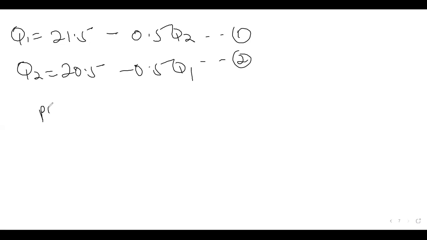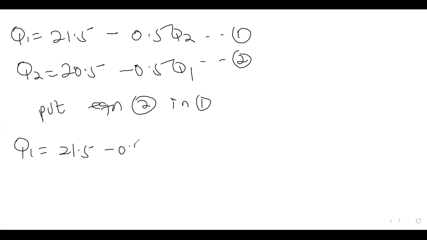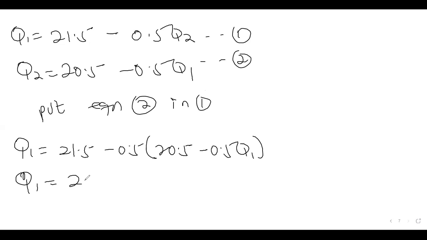So we can just say put equation 2 in 1. You can put any in any, all right? So we will have Q1 is equal to 21.5 minus 0.5 into brackets 20.5 minus 0.5 Q1. So we will have Q1 to be equal to 21.5 minus 0.5 times 20.5, that will give us minus 10.25. The minus 0.5 times minus 0.5 Q1, we will have plus 0.25 Q1, okay?